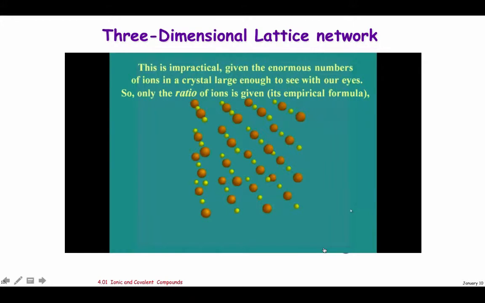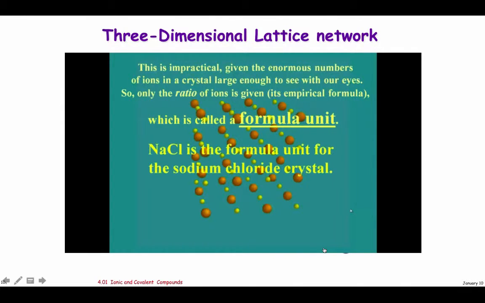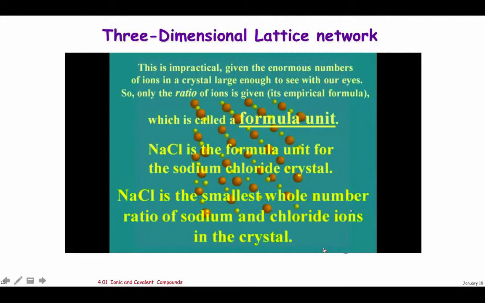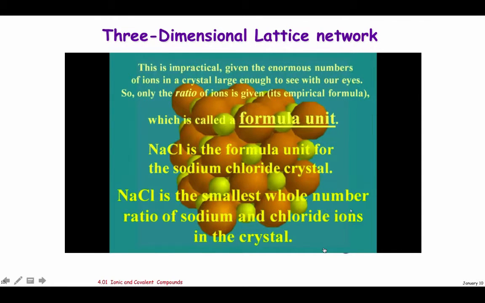So only the ratio of ions is given, and that would be its empirical formula. But we call the empirical formula of an ionic compound the formula unit. Sodium chloride is the formula unit for the sodium chloride crystal, and it is the smallest whole number ratio of sodium and chloride ions in the crystal. So all formula units are the smallest whole number ratio of the ions in the crystal. That goes for all formula units.